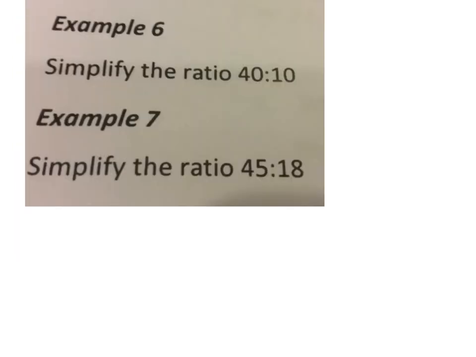Okay, now in example 6, it just basically says simplify the ratio 40 to 10. Of course, I'm always going to want to write it like this, so 40 to 10, and that's really easy now to simplify. You could divide both the top and bottom by 10. So 10 goes into 40 4 times, and 10 goes into 10 1 time. So that would be the simplified ratio.